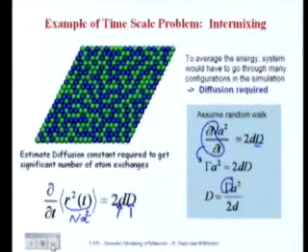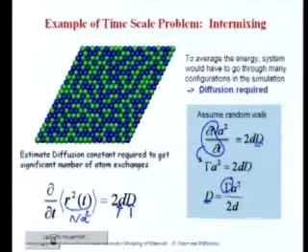So if you know how long your simulation can last, you know what jump rate you need to see atoms jump in that simulation. So you can relate that to the diffusivity you need. And let me do that on the next page.